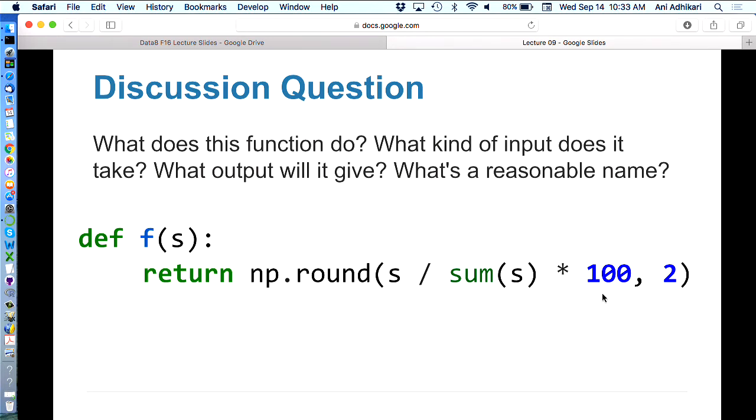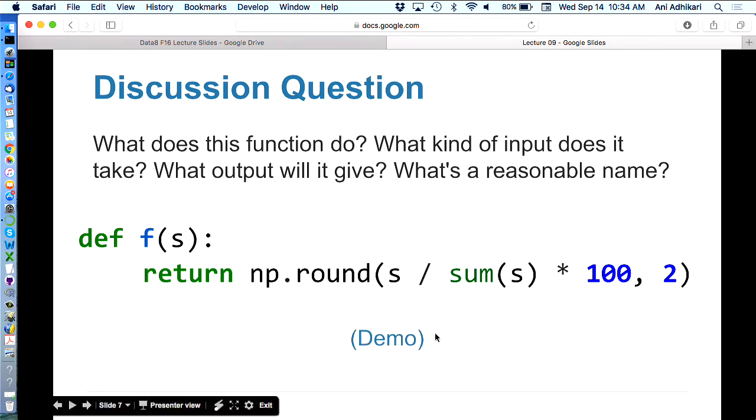What kind of input does it take altogether now? An array, terrific. What kind of output does it give? An array, because it's doing the same thing to each element of your array. What's a reasonable name? Round array is good. Percent array is good. So that says you convert an array to percent, sure. We can think of other names as well, but why don't we go with percent array?